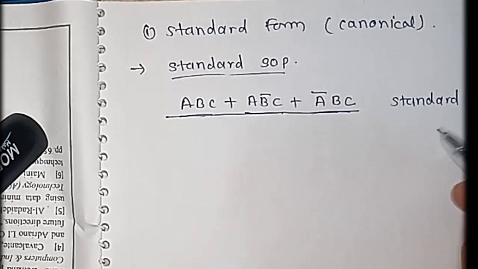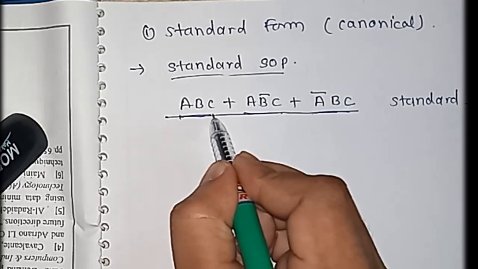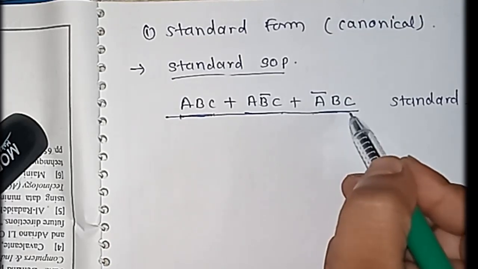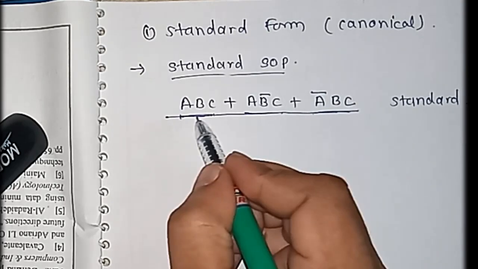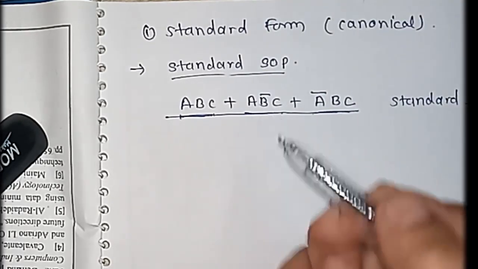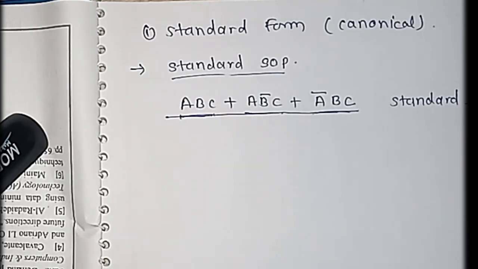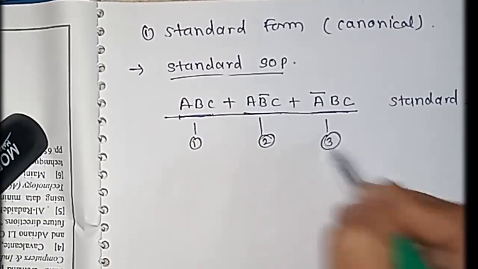Now let us see what is meant by this standard SOP. As per the definition I have told, in this equation, if each term, that is ABC, AB bar C, A bar BC, consists of all the literals in its complemented or uncomplemented form, then that is called a standard SOP. Now here we have three terms: first term, second term and third term.